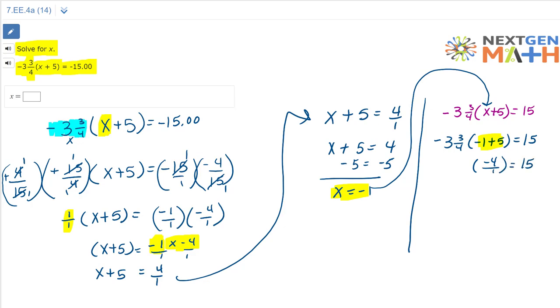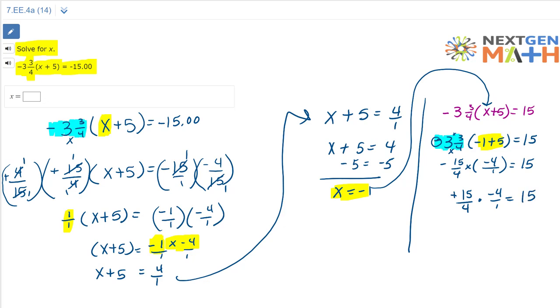And then we're going to convert this mixed number right here into a fraction greater than 1. We did that earlier, but we'll do it again. 3 times 4 is 12, plus 3 is 15. There's 15 over 4, and we have the negative sign we're going to leave out front. Well, we know we're multiplying this here, so this is the same thing as negative 15 over 4 times the quantity 4 over 1 equals 15.